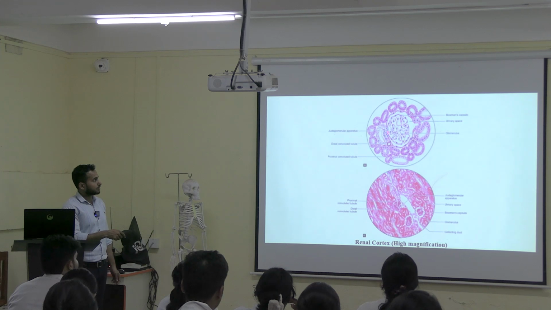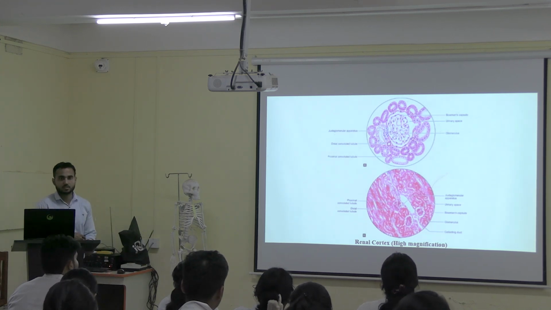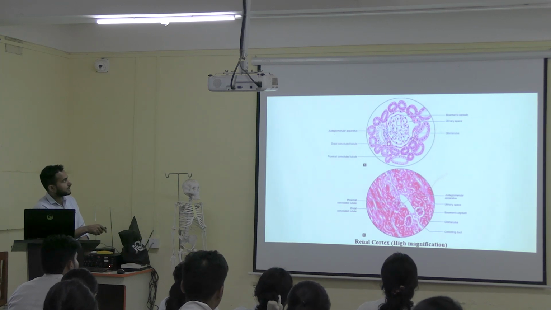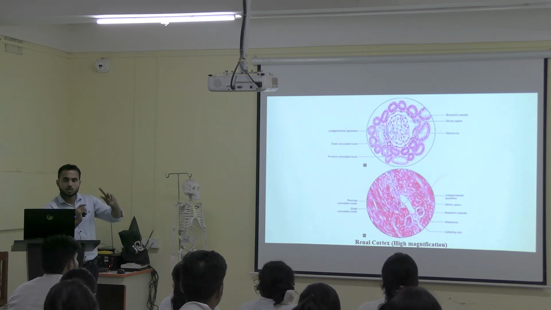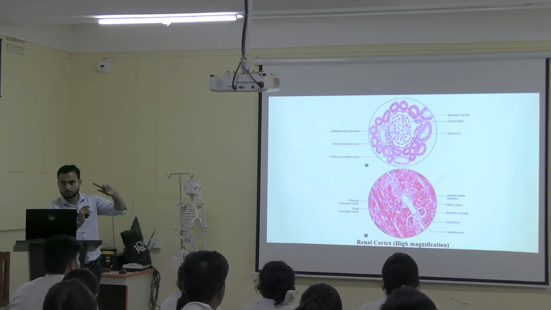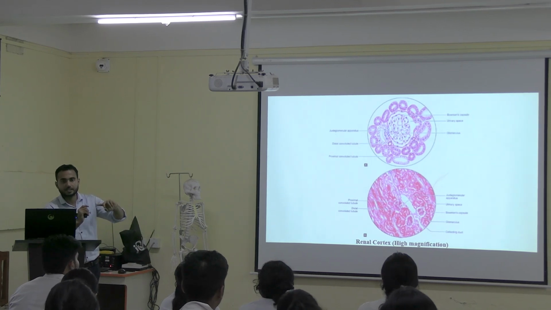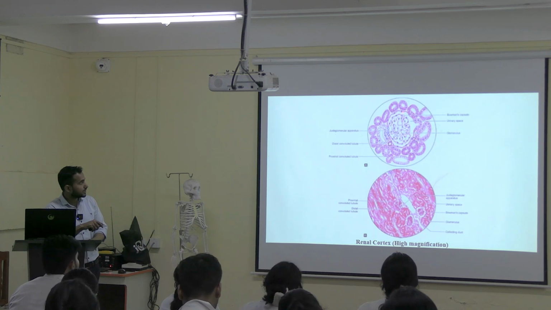So this is the renal corpuscle. In the renal corpuscle you can see the tuft of capillaries, and this is the Bowman's capsule. Last time, I hope you remember, I mentioned that in Bowman's capsule 2 layers are present, right? Outer layer and inner layer. This is the parietal layer and visceral layer. So here these 2 layers can be seen. Look here.